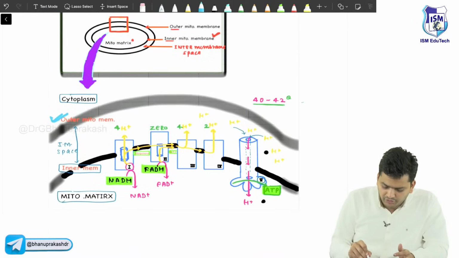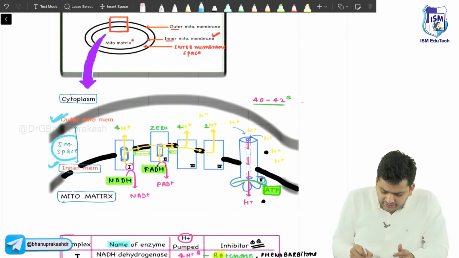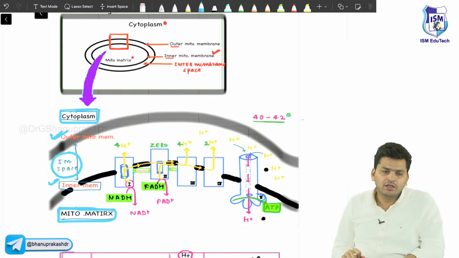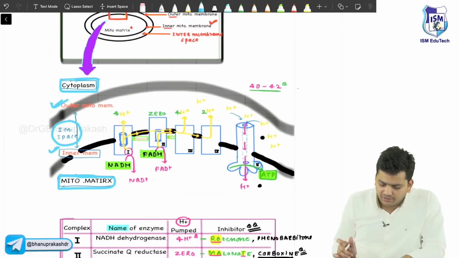This is the inner mitochondrial membrane. In between them is the intermembrane space. So outside the outer mitochondrial membrane is the cytoplasm, and inside the inner mitochondrial membrane is the mitochondrial matrix. This diagram has to be very clear. In the inner mitochondrial membrane, we have the 5 complex enzymes.